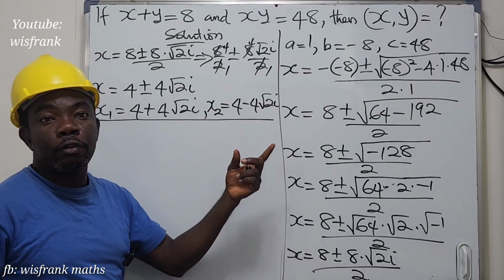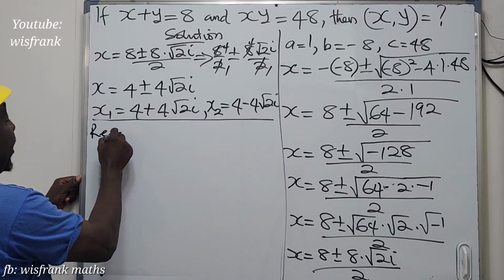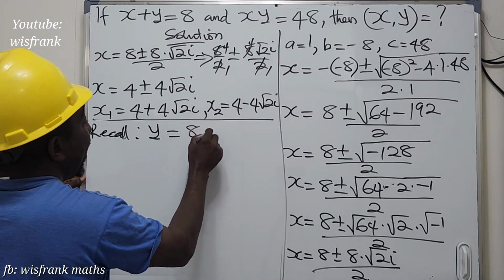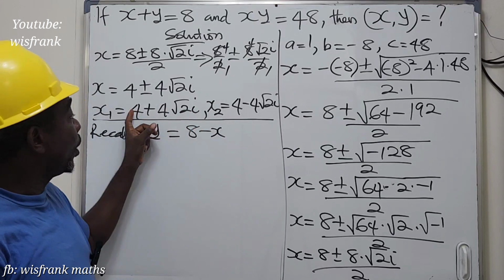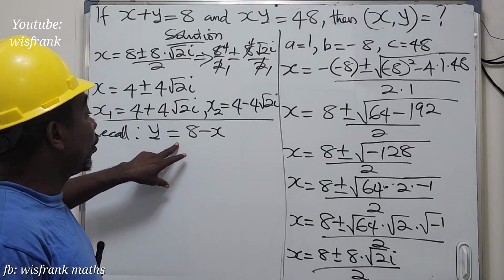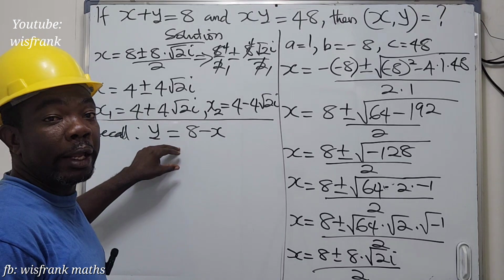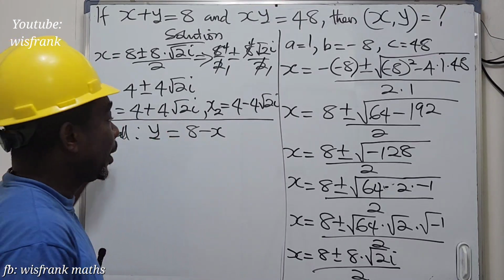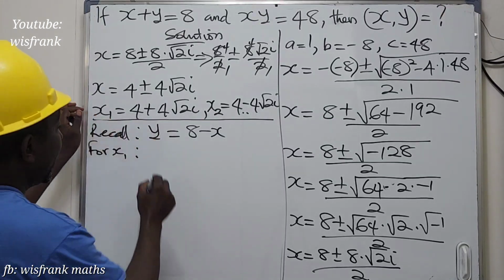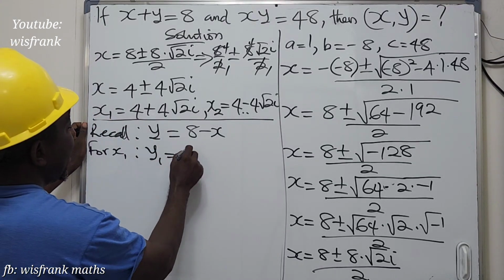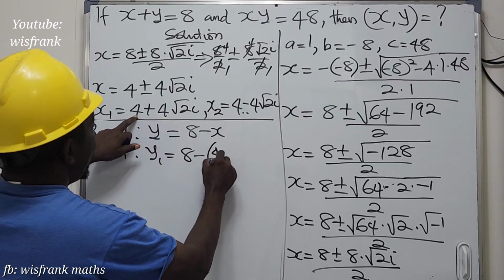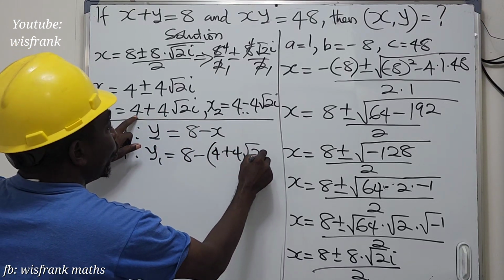We need to find the value of y. We recall that from the first step, we had y equals 8 minus x. From here, we have the value of x, so we are going to substitute into this equation of y for us to find the value of y. So here, for x1, we have y1 as 8 minus x1, which here will be 4 plus 4 root 2i.